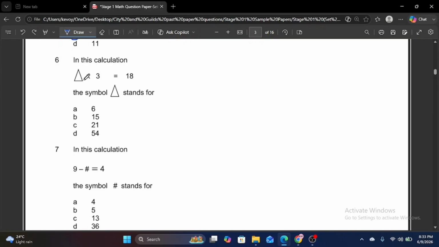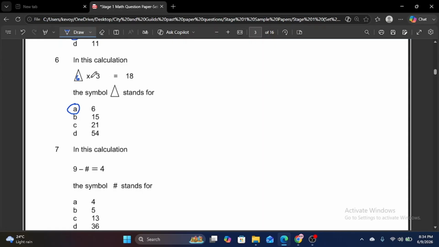Alright, looking at this right here, in this calculation we have a variable. So try this missing number. We have a number missing, but that number should be multiplied by 3 to be equal to 18. What number can you multiply 3 by to get 18? Well, 6 times 3 is 18. So the only option right there is going to be A, 6, because 6 times 3 is 18.